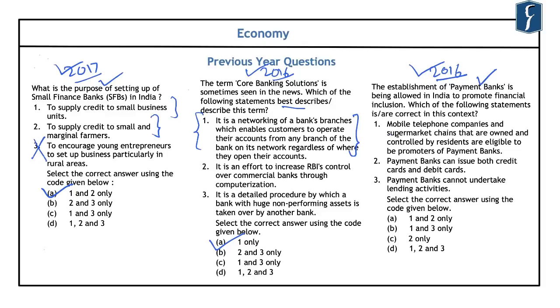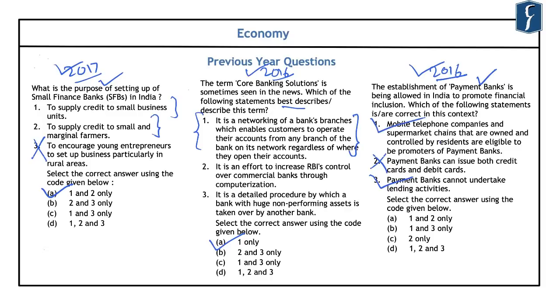Now the first statement is that the mobile telephone companies and supermarket chains that are owned and controlled by the residents are eligible to be promoters of the payment banks. Second is that the payment banks can issue both credit cards and debit cards, which was an incorrect statement related to the payment banks. And the third statement, that the payment banks cannot undertake lending activities, is a correct statement because these payment banks can only accept the demand deposit and they are not allowed to do lending activities.